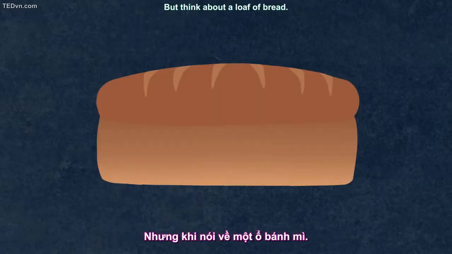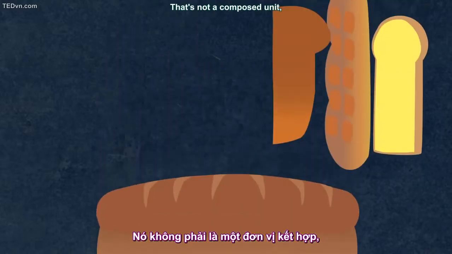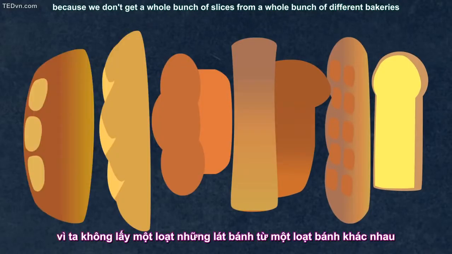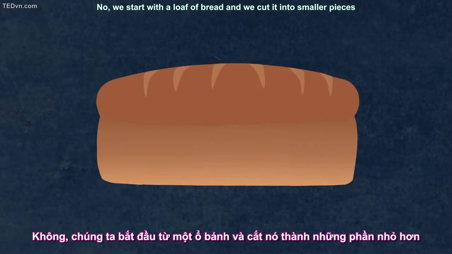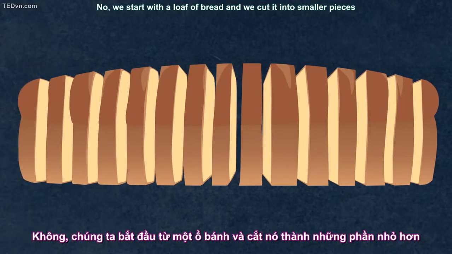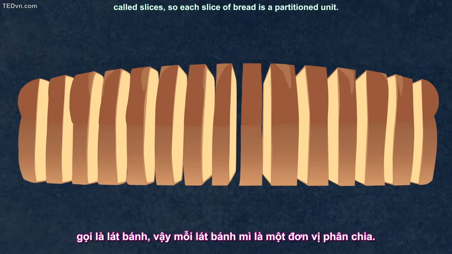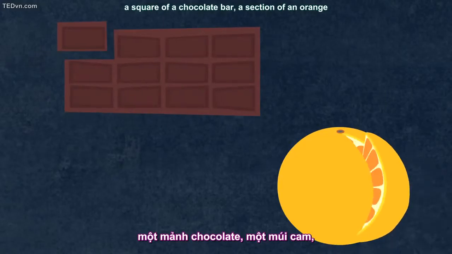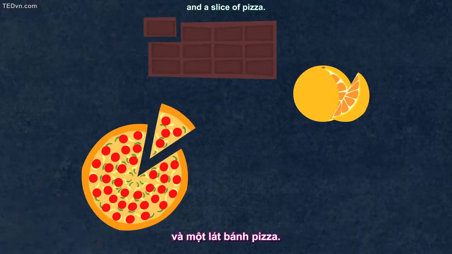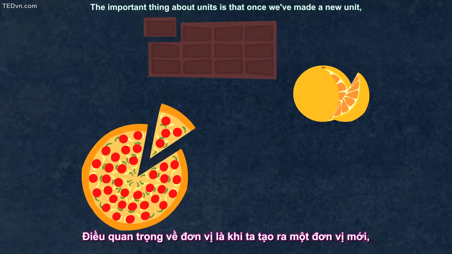But think about a loaf of bread. That's not a composed unit, because we don't get a whole bunch of slices from a whole bunch of different bakeries and put them together to make a loaf. No, we start with a loaf of bread, and we cut it into smaller pieces, called slices. So each slice of bread is a partitioned unit. Other examples of partitioned units include a square of a chocolate bar, a section of an orange, and a slice of pizza.